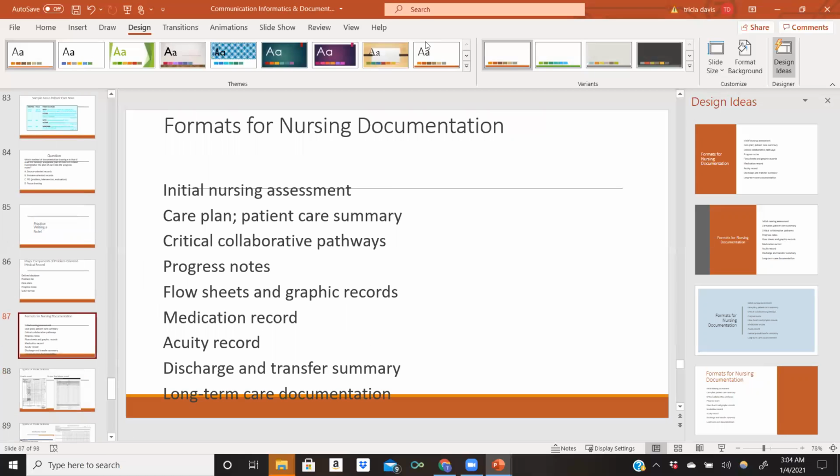So your formats for nursing documentation: you have that initial nursing assessment, which is typically in most facilities in electronic form that you use to record that initial database that you obtained during your nursing history and physical assessment, okay? You accurately document this data because this first assessment that you make provides the baseline for later comparisons from anyone who comes behind you, and it helps to quickly identify patient condition changes.